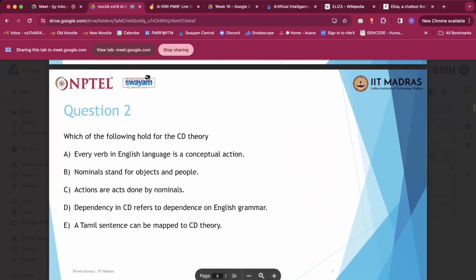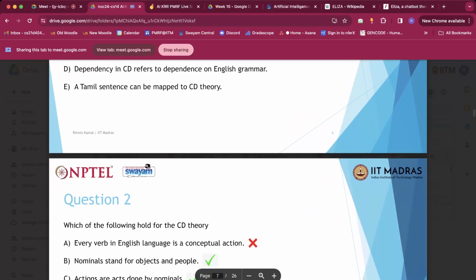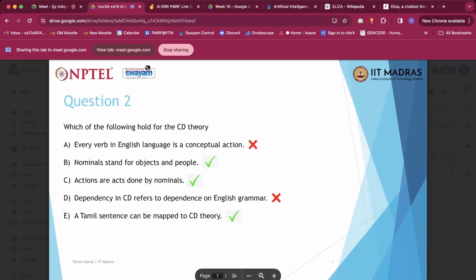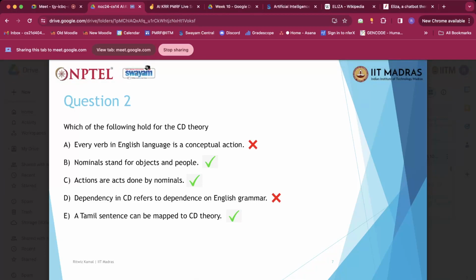Okay, which of the following hold true for the CD theory? So we saw that it deals with nominals that stand for objects and people. It stands for actions that are acts done by nominals, and we saw that any sentence, not just Tamil, but any sentence in any language can be mapped to CD theory.